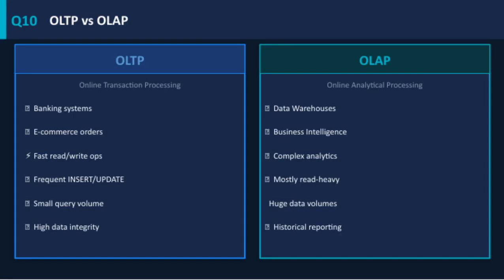When we look at historical reporting, we're dealing with huge volumes of data, mostly for reading and analysis. This is where online analytical processing, or OLAP, shines. It's built for complex analytics, business intelligence, and data warehouses. On the other hand, online transaction processing, or OLTP, handles fast read and write operations. It supports frequent inserts and updates, like e-commerce orders or banking transactions. OLTP focuses on high data integrity and smaller query volumes. Together, OLAP and OLTP serve very different but essential roles in managing data.